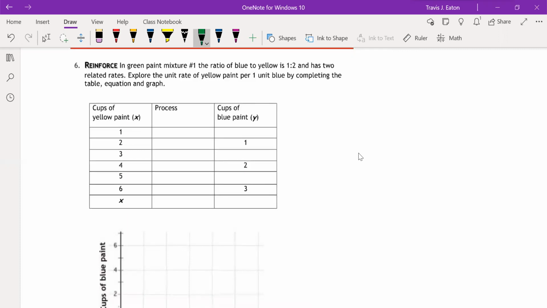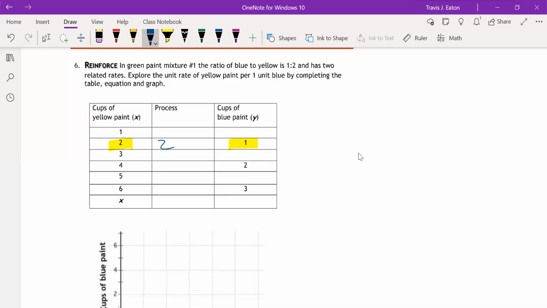Now, this is taking the opposite of what we've been doing. Now we're going to base the blue paint that we have on the amount of yellow paint that we have. So if we look at certain ones here that are filled in already, like say this one and this one, that's saying that yellow paint is our input. If I input 2 and my output is 1, what is the rule? What's happening to get from 2 to 1? How do I get from 2 to 1?